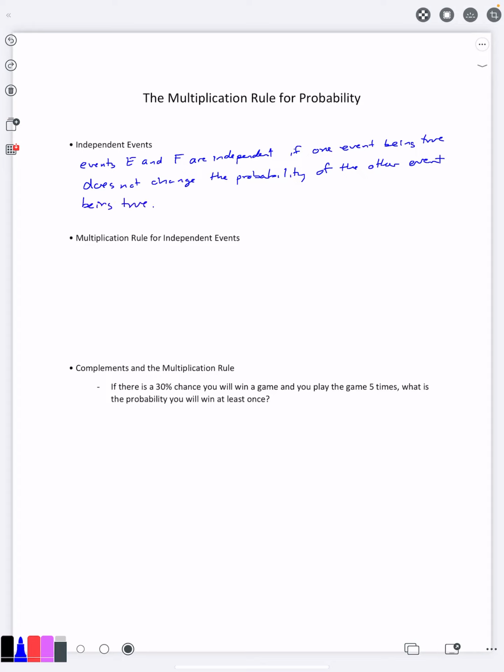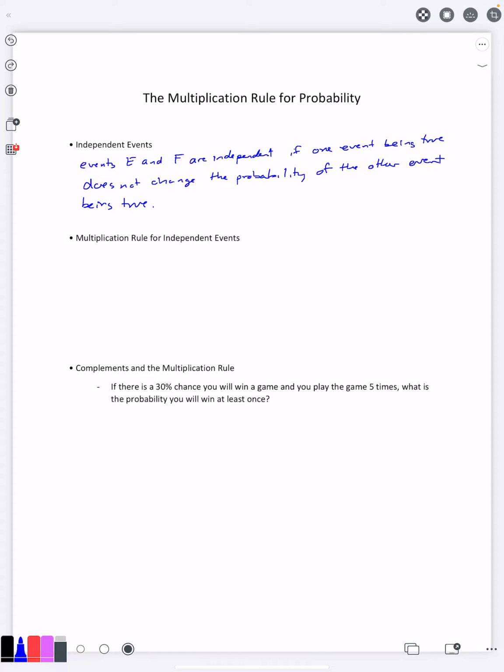A classic example here: if I flip a coin and I get a heads, and then I flip it a second time and I get a tails, the fact that I got a heads on the first flip does not affect the probability that I'm going to get a tails on the second flip. So that means the event E being getting a heads on the first flip and the event F being getting a tails on the second flip, those two are independent.